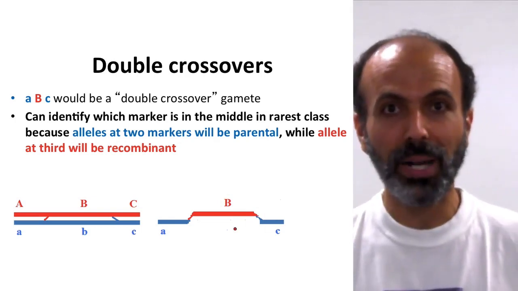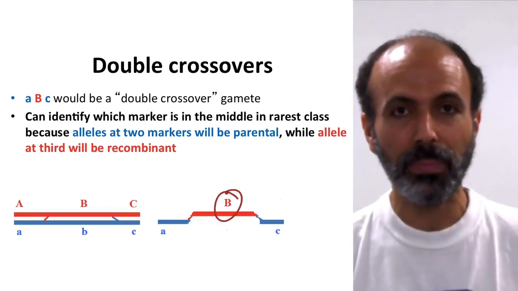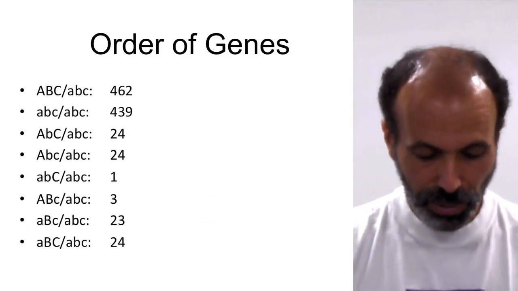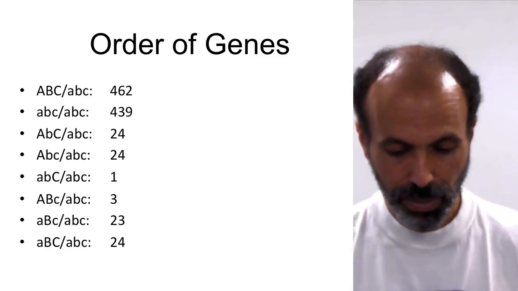Therefore, this must be the double recombinant. And if you notice the double recombinant, you immediately know that this one must be the one that's in the middle. So we can leverage this. Here's an example. This is not the same as the previous example, although this adds up to 1,000 as well.